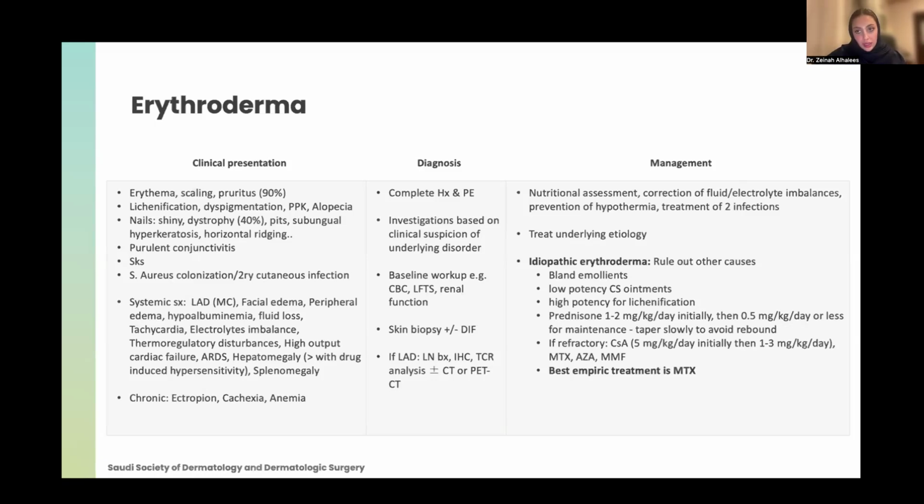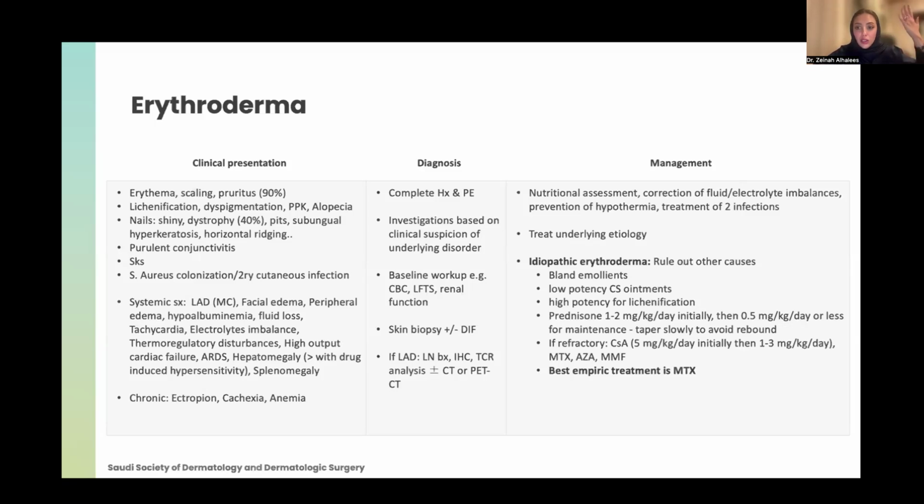Erythroderma patients usually have systemic symptoms. So you have a lot of transepidermal water loss, as well as heat that's being lost from the skin. So they may have facial edema, lymphadenopathy. Lymphadenopathy is the most common systemic symptom. And then, because of the hypoalbuminemia, they can develop peripheral edema, fluid loss, tachycardia, electrolyte imbalance, thermoregulatory disturbances, and high output cardiac failure. Later on, they can sometimes develop ARDS and hepatosplenomegaly, especially with the drug-induced ones. And the more chronic it is, the more cachexia they become because of all of this, and they can also develop anemia and ectropion.